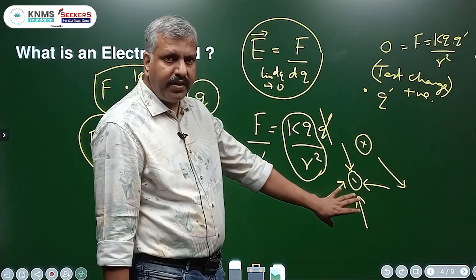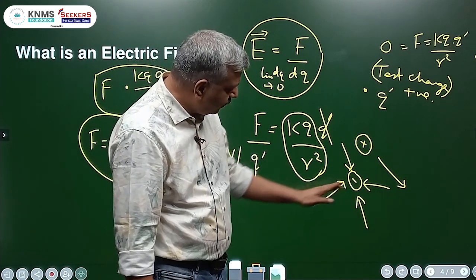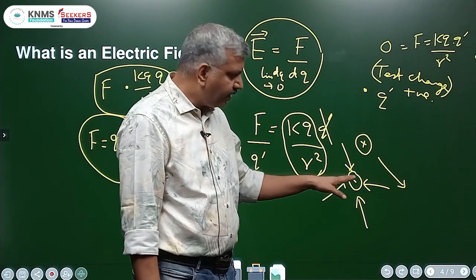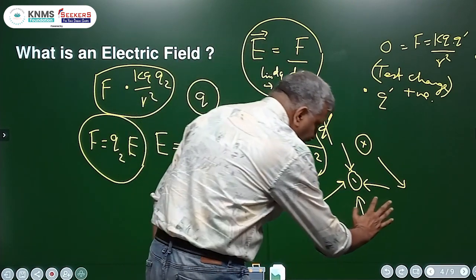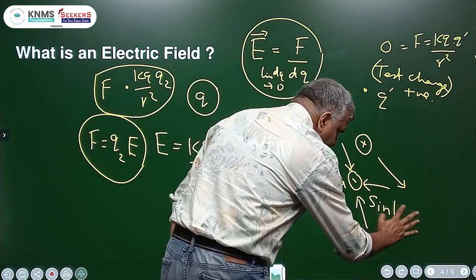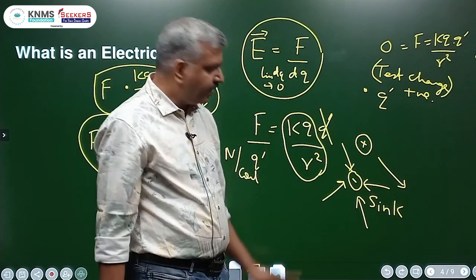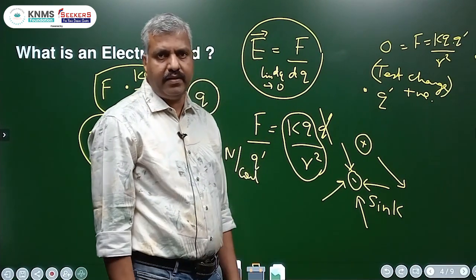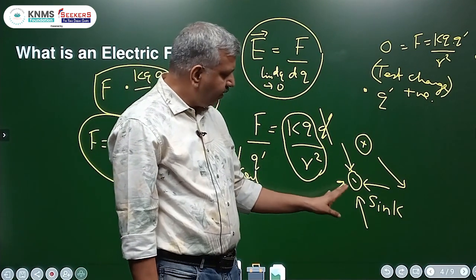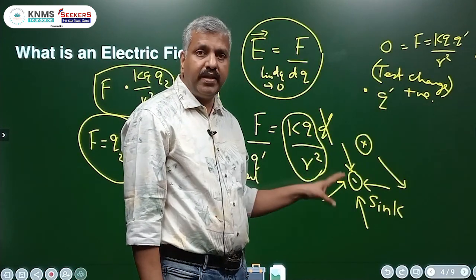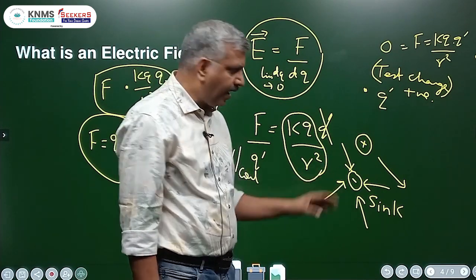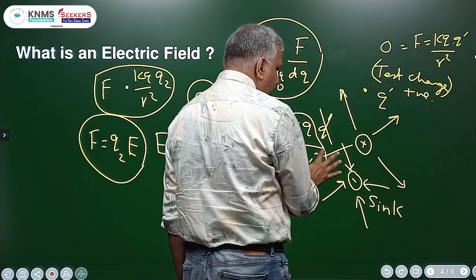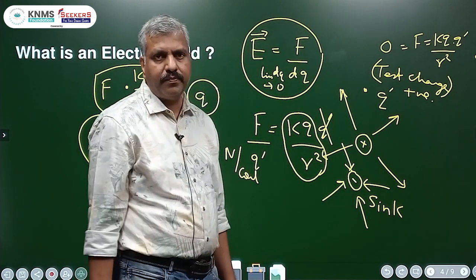So it is because of this that if there is a negative charge, the field lines are all approaching it. So they say that a negative charge is a sink for electric field lines. These imaginary lines are called the field lines. The negative charge is a sink for electric field lines, and a positive charge is going to be a source for electric field lines.